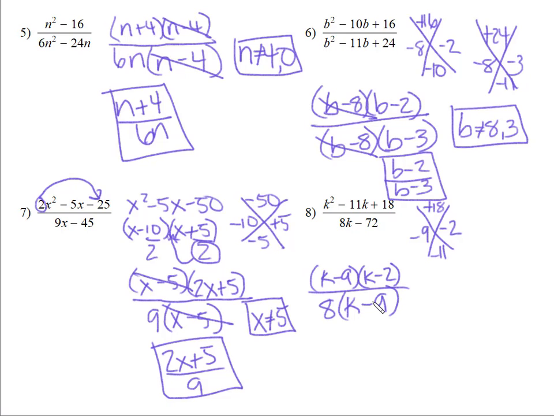And now that we have all of our factors, we can find the value of k that makes the bottom 0, which I can see here is going to be positive 9. So k cannot equal 9. Canceling our common factor of k minus 9, we end up with k minus 2 over 8.